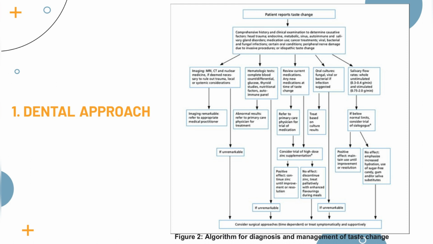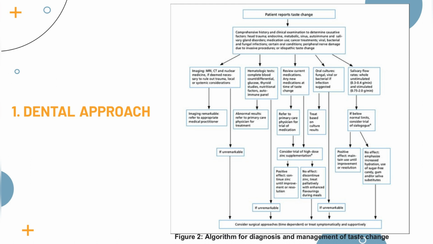Then, hematologic tests such as complete blood count or differential will be examined. If the result is abnormal, the case will be referred to a primary care physician for treatment, and if unremarkable, the case will be considered for surgery or treated symptomatically.